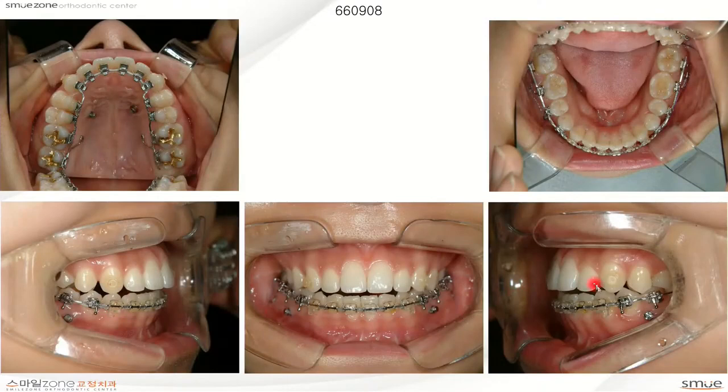Then from a small plastic button, clear button, we instructed triangle shape up and down elastics.